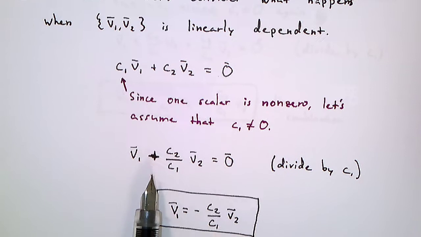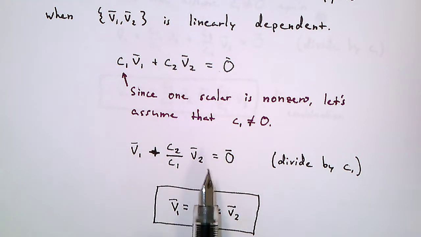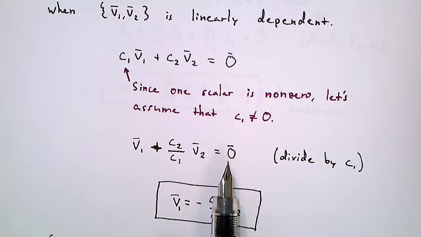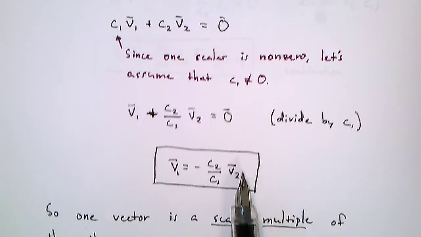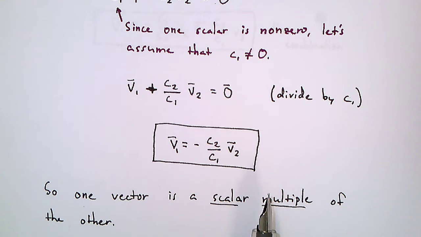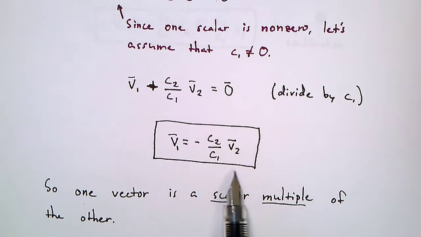And now we can do one more rearrangement. Let's move this, v2 and its scalar, to the right side by subtracting, and we see that v1 is equal to a scalar multiple of the second vector. So this is the simplest kind of linear combination, just a scalar multiple of a single vector.